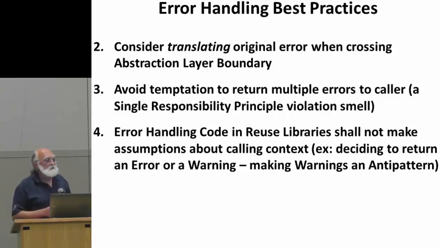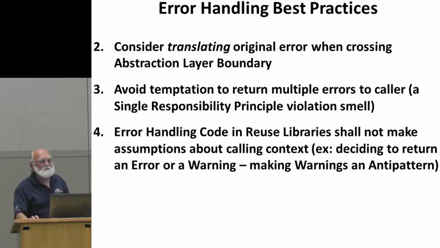Number 2 is when you cross abstraction layer boundaries in the call step, consider translating the original error into something else. It is very unhelpful to get an error when you try to allocate an image and there is no memory, and it says there is no memory, blah, blah, blah, without telling you that you're trying to allocate an image and where it is happening. So this is the second.